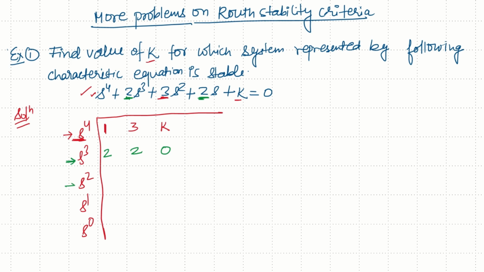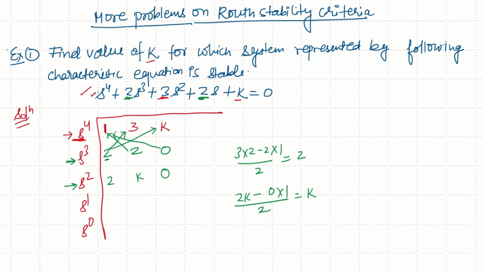Now, for the s to power 2 row, we will do this calculation: 2 multiplied by 3 minus 2 multiplied by 1, divided by 2. So, let me write it here: 3 into 2 minus 2 into 1 divided by 2. This comes out to be 2, so the first element of this row will be 2. The next element will be 2 multiplied by k minus 0 multiplied by 1, divided by 2. This comes out to be k, and the remaining element will be 0.